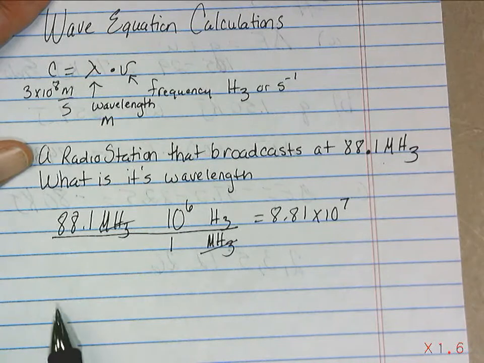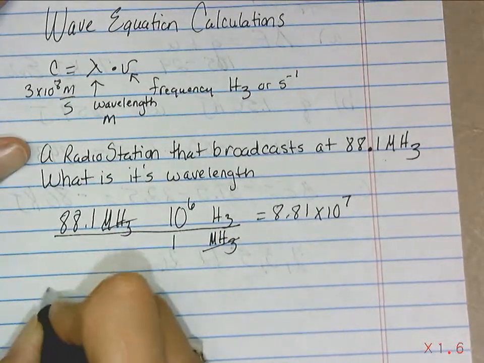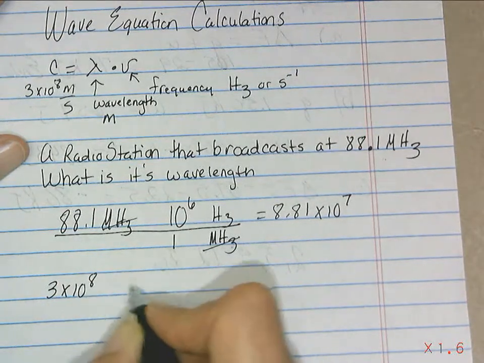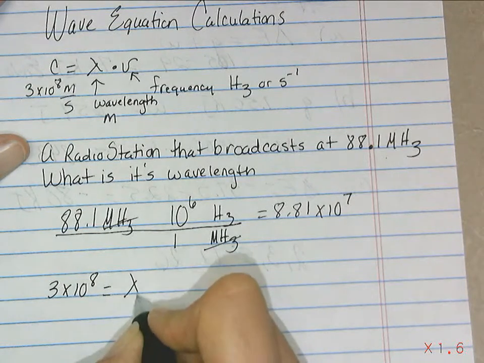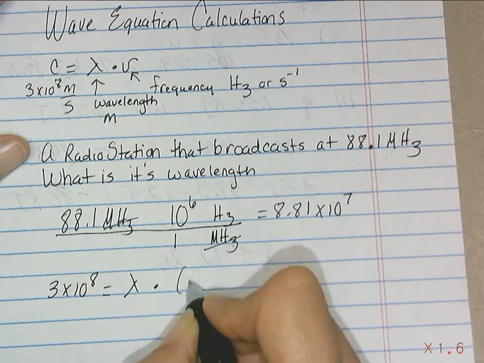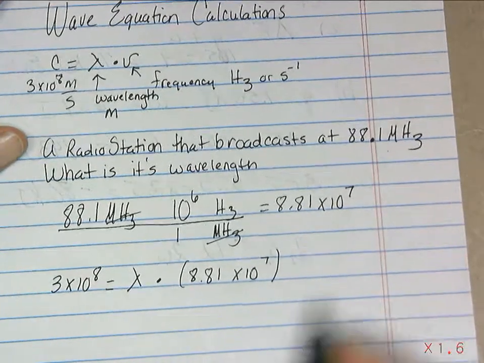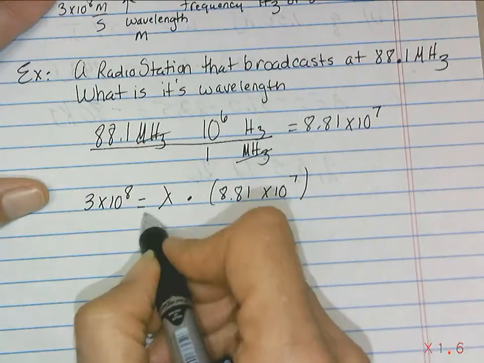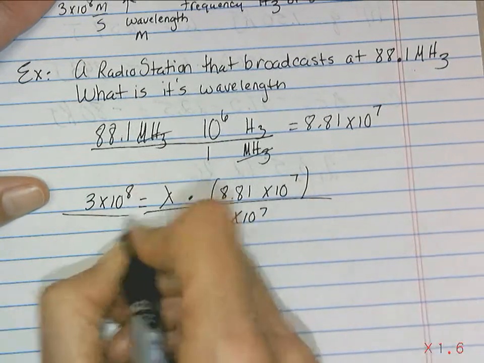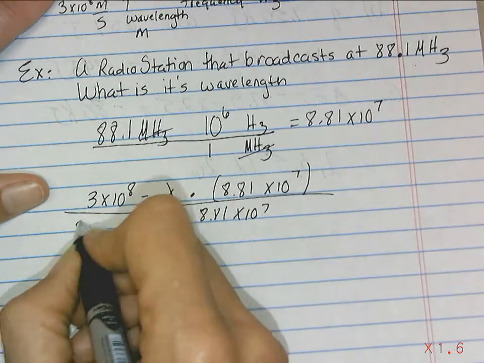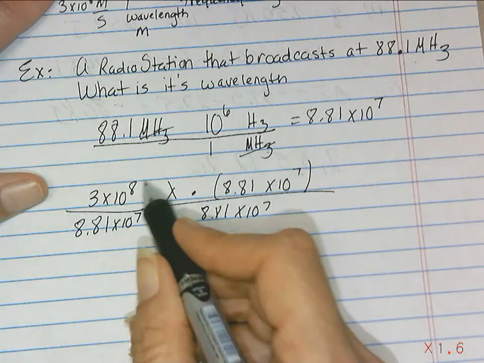to do the wavelength. So I plug it into this equation right here. 3 times 10 to the 8th equals my x, that's what I'm solving for, times 8.81 times 10 to the 7th. Now, to solve for my x, I'm going to divide both sides by the frequency. Here's a little hint. You always have c on top. Doesn't matter if you've got wavelength or frequency, you always divide it into c.